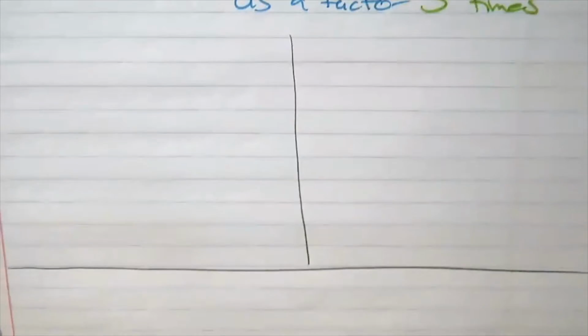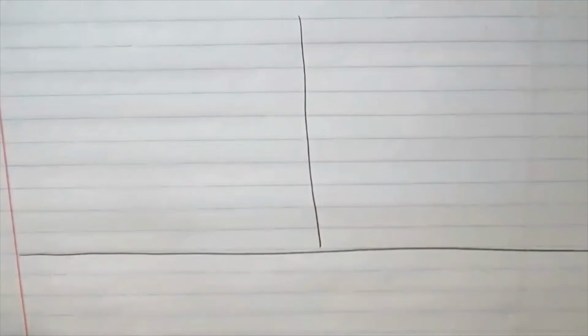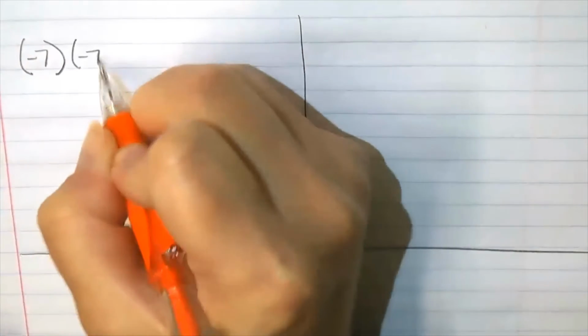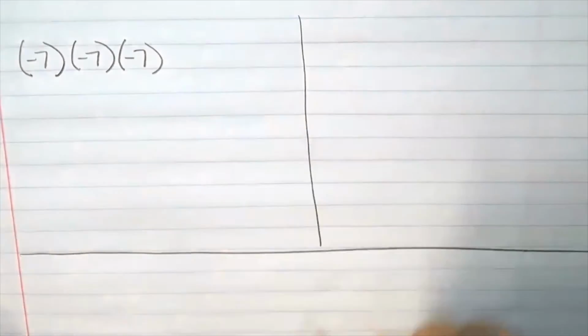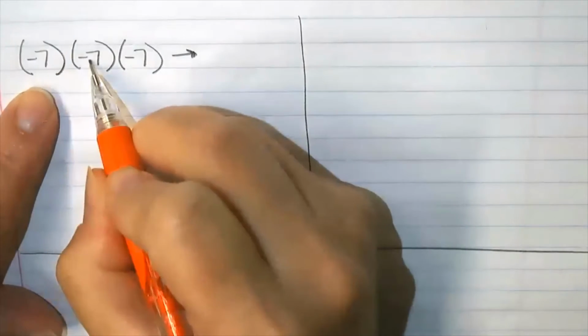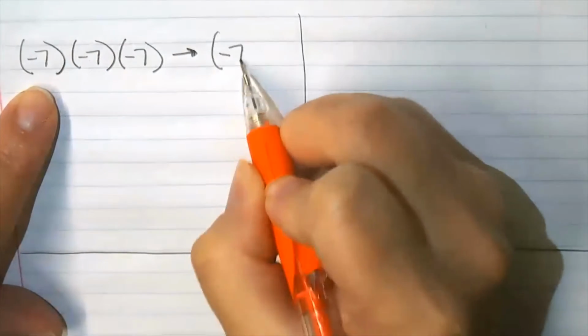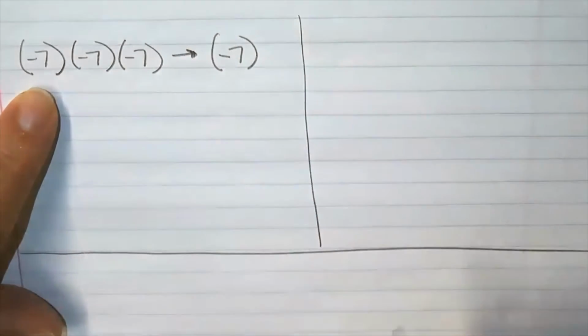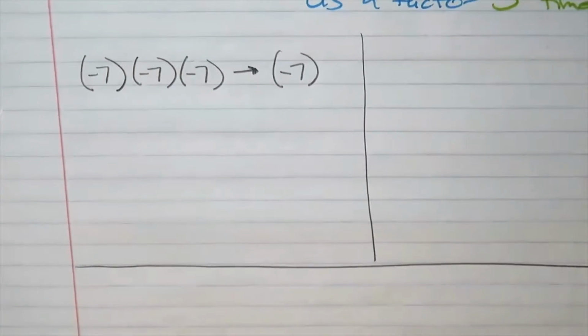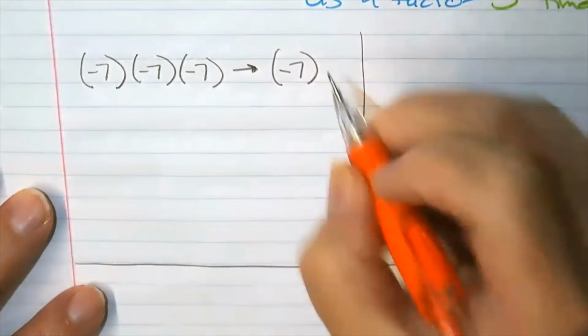So let's take a look. We're going to get -7 times -7 times -7. How would we write this using exponents? Well, since my base is in parentheses, this factor is in parentheses, my base is going to be in parentheses. And I've got it 3 times.